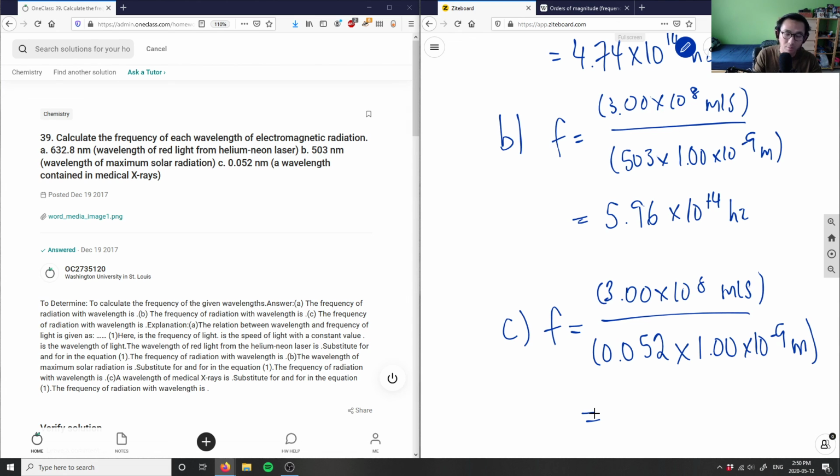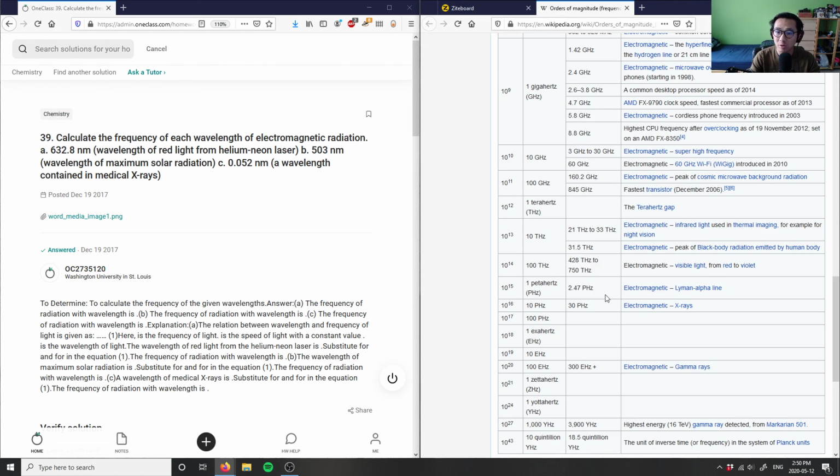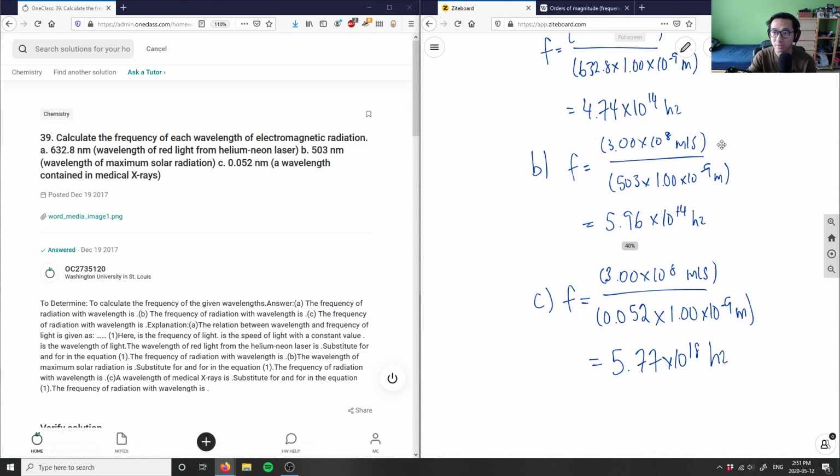And this value would give me 5.769 times 10 to the 18 hertz here. And 10 to the 18 hertz would be here, right? So it's almost actually a gamma ray. A gamma ray is 10 to the 20, and this one would be very, very close to what this is. And the wavelength of X-rays is from basically 10 to the 16 to 10 to the 18. So this solution here is correct, right?